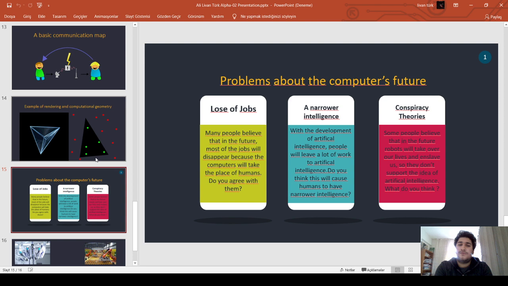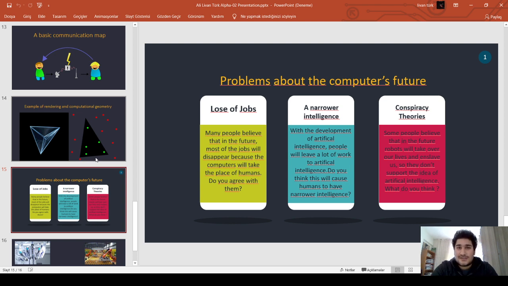The first problem would be a loss of jobs. Well, let's give an example too. There was a lot of tailors back in the day, years ago, and now there are not many tailors left. Why? Because the machines are better than tailors and they are more quick than them. That's why these tailors lose their jobs and there are not many tailors anymore today.